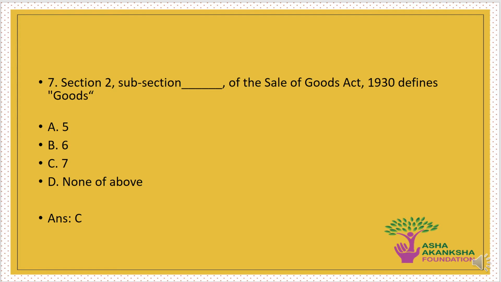The next question is, Section 2, subclause dash, of the Sales of Goods Act 1930 defines goods. Fill in the blanks. The options are A, subclause 5, B, subclause 6, C, subclause 7, or D, none of the above. The correct answer to this question is option C, that is, Section 2, subclause 7 of the Sales of Goods Act 1930 defines goods.